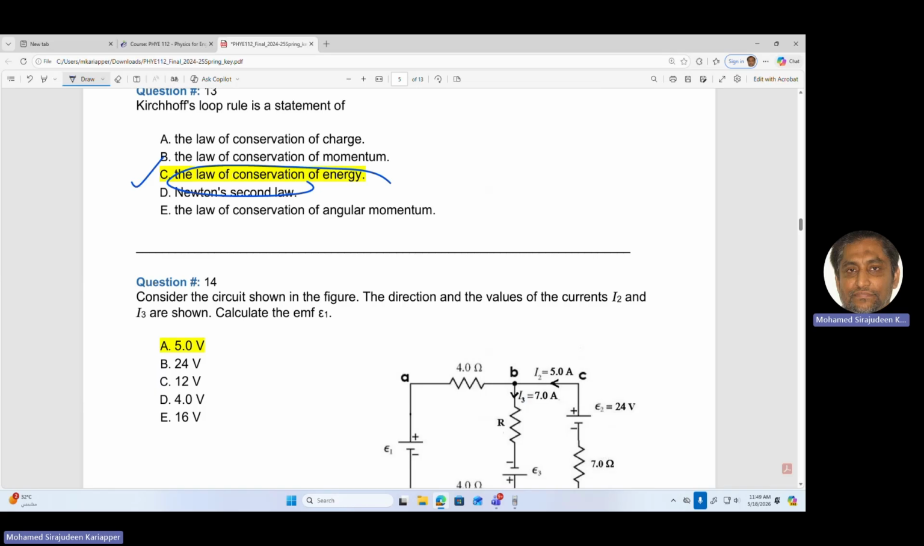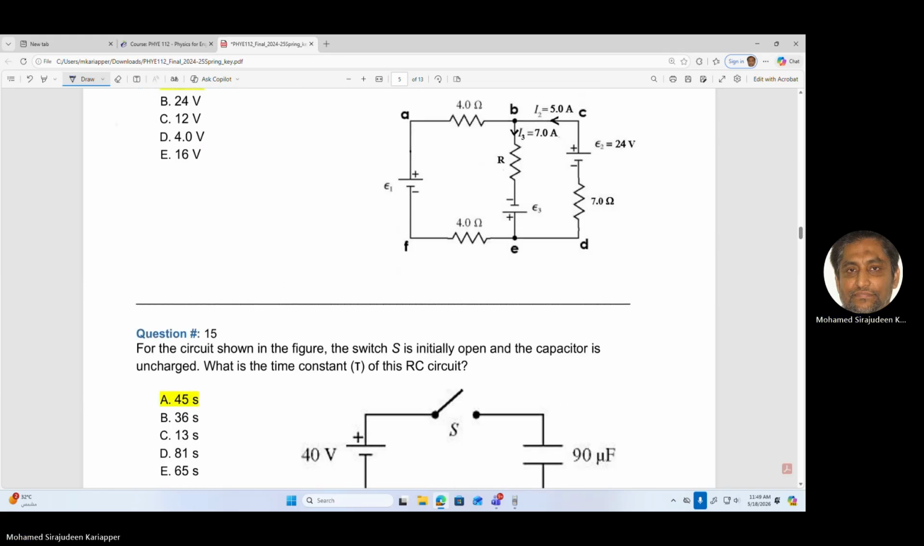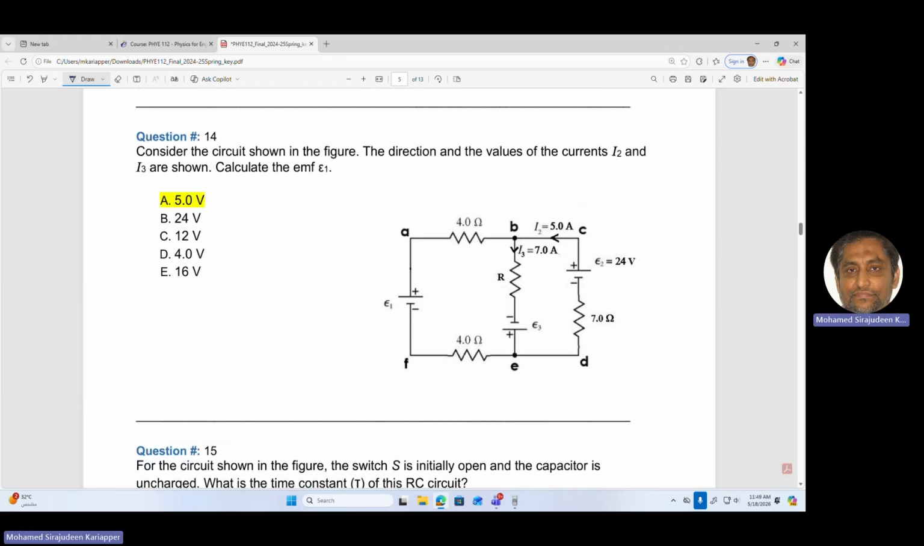Okay. Question number 40. Yeah, probably we will stop with this. Question number 40. Now we are going to apply the loop rule and the junction rule together in this one question. The question is to find this E1. E1 is not given. You are asked to find it.